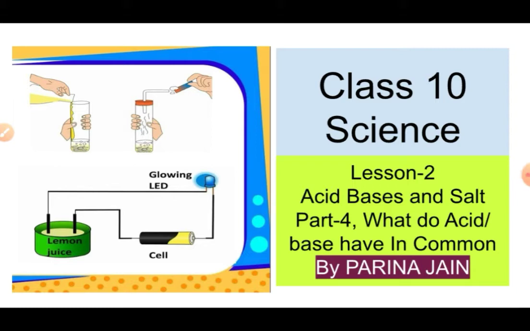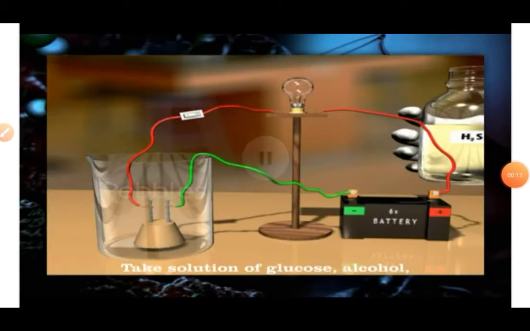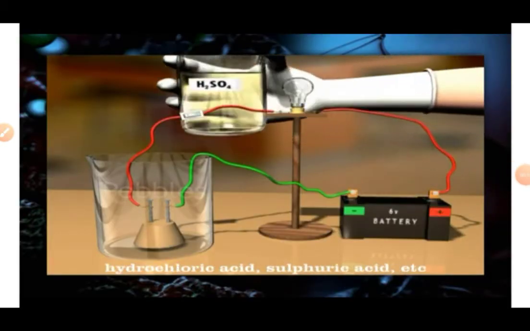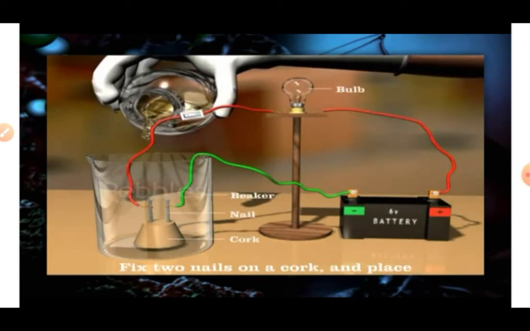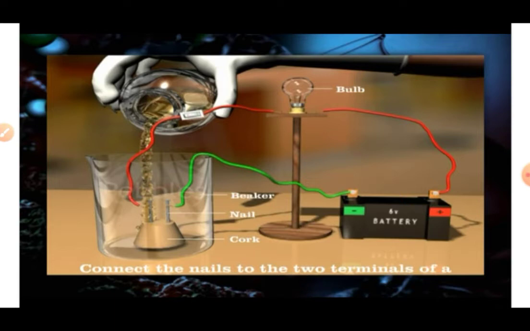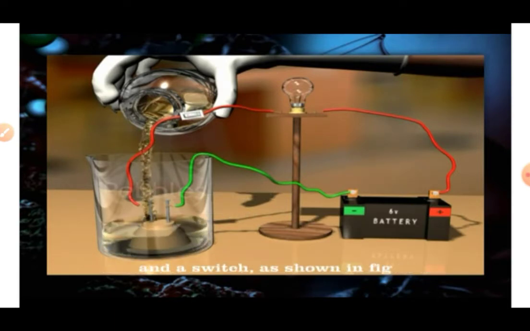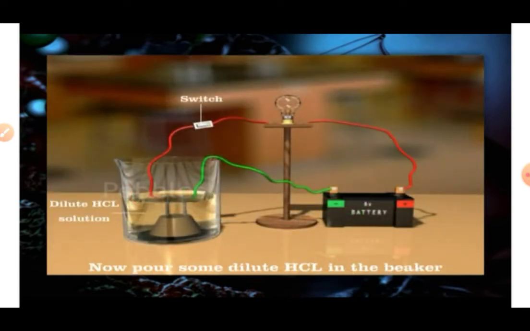In this video I am going to explain what acid and base have in common. So take a solution of glucose, alcohol, hydrochloric acid and sulfuric acid. Fix the two nails on a cork and place the cork in a 100 ml beaker. Connect the nails to the terminals of a 6-volt battery through a bulb and a switch as shown in the figure. Now pour some hydrochloric acid in a beaker and switch on the current.